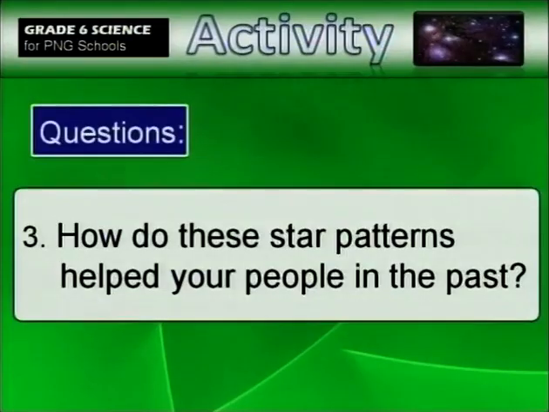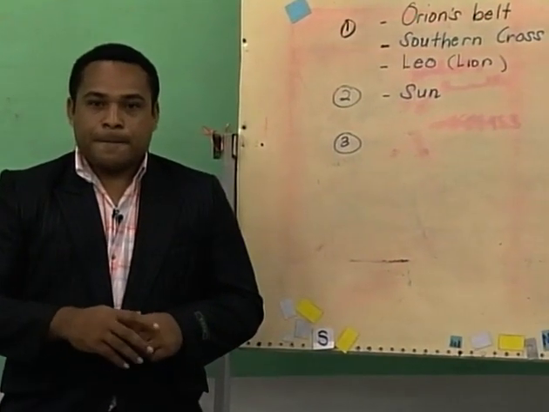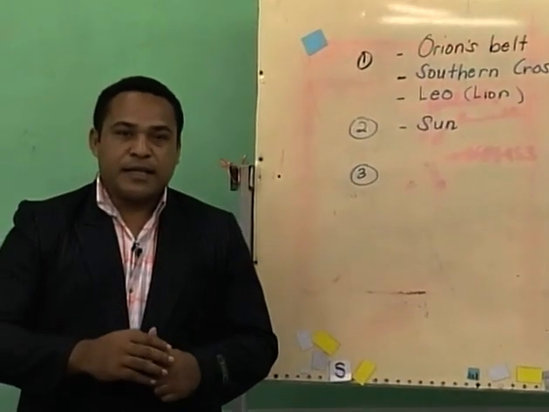Question number 3. How do these star patterns help your people in the past? Like I've mentioned earlier, the Greek people used Orion's belt as a sign for them to go hunting. So how do these star patterns help your people in the past? Receiving students, you can tell your teacher.